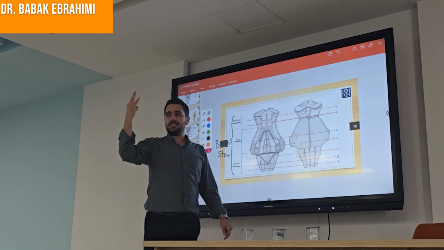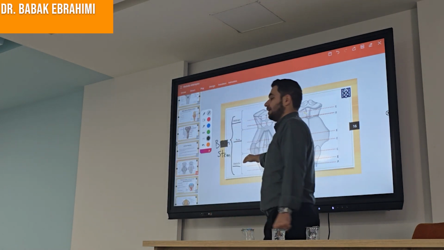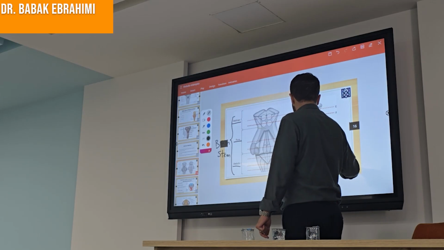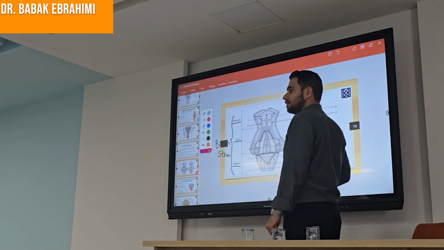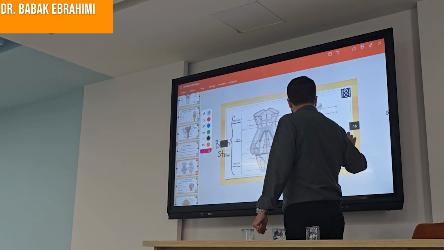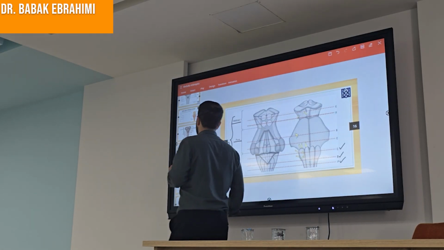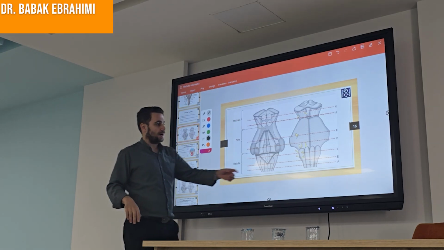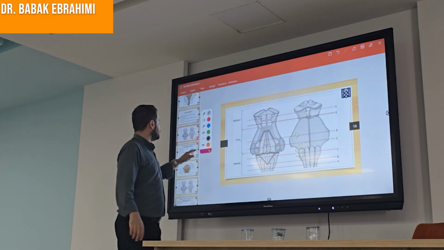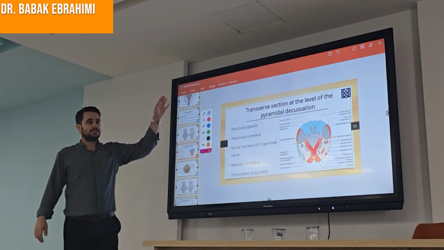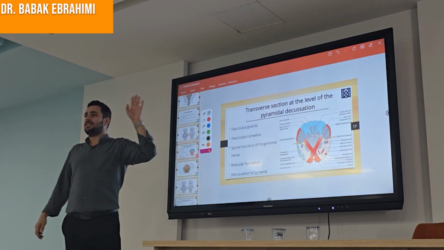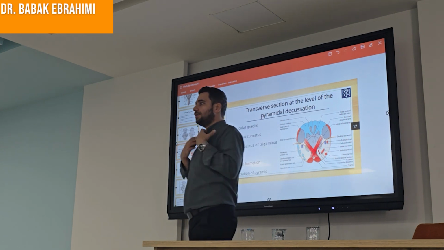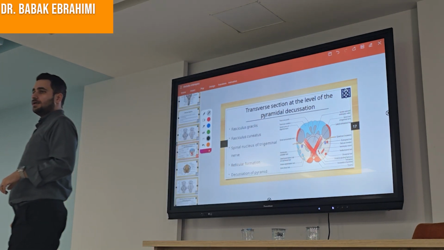We choose 3 levels for medulla oblongata, for seeing the internal structure. Part A, part B, and part C. Okay? All of them have a specific name. Why do they have a specific name? Look at here. The first one, the number A, we call it transverse section at the level of pyramidal decussation. What was the pyramid in the anterior view of medulla oblongata?